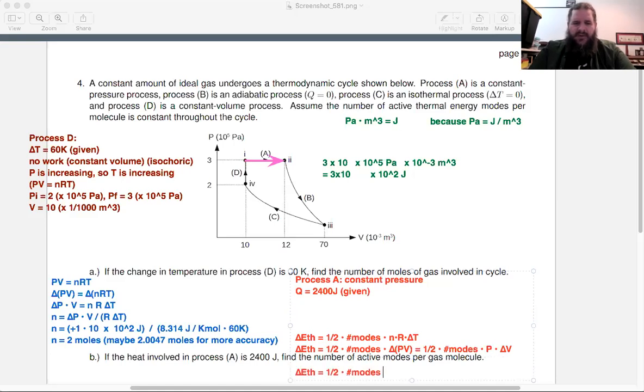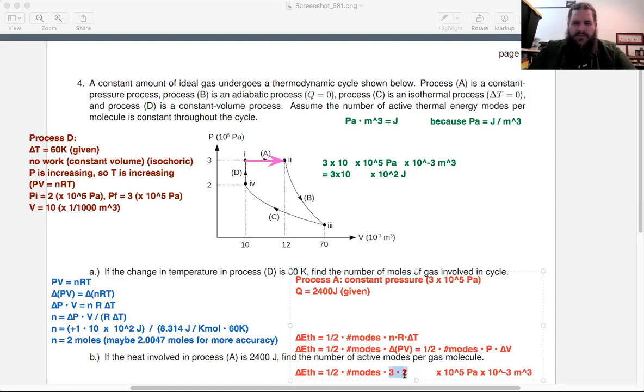1/2 times the number of modes times pressure, which is 3 during this entire process. 3 times 10 to the 5th pascals, 300,000. And I'll put the times 10 to the 5th pascals outside. And what's the change in volume during this process? It appears to be 2. Yeah, we're going from 10 to 12, so plus 2 times 10 to the negative 3 cubic meters.